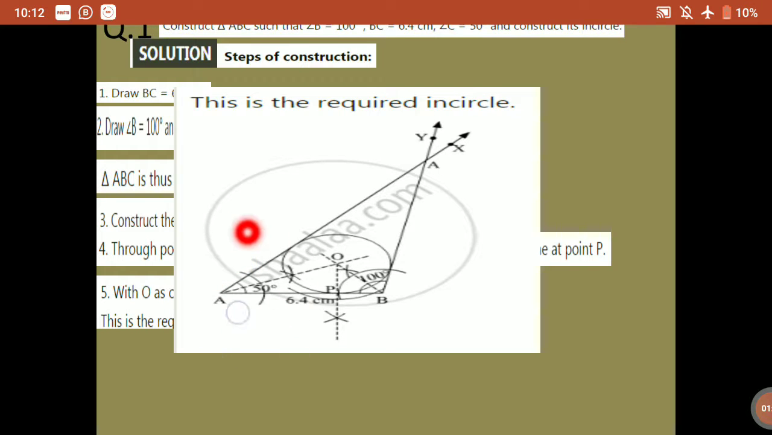Over here is angle C, that is 50 degrees, and first you have to draw BC. Then angle B is 100 degrees. Then angle C is 50 degrees. Then you have to make the angle bisector over here, and over here also. Then we have to make a perpendicular and connect it. Then you have to make a circle.